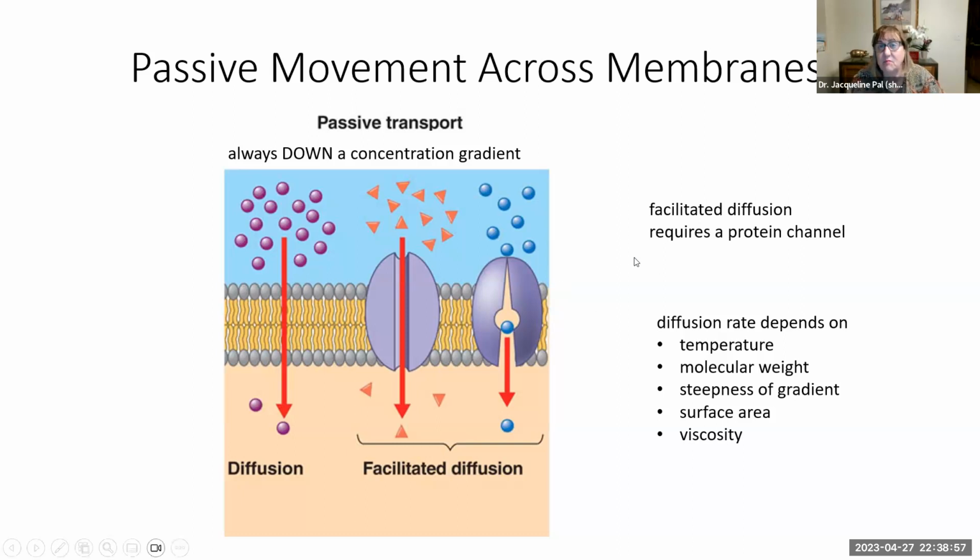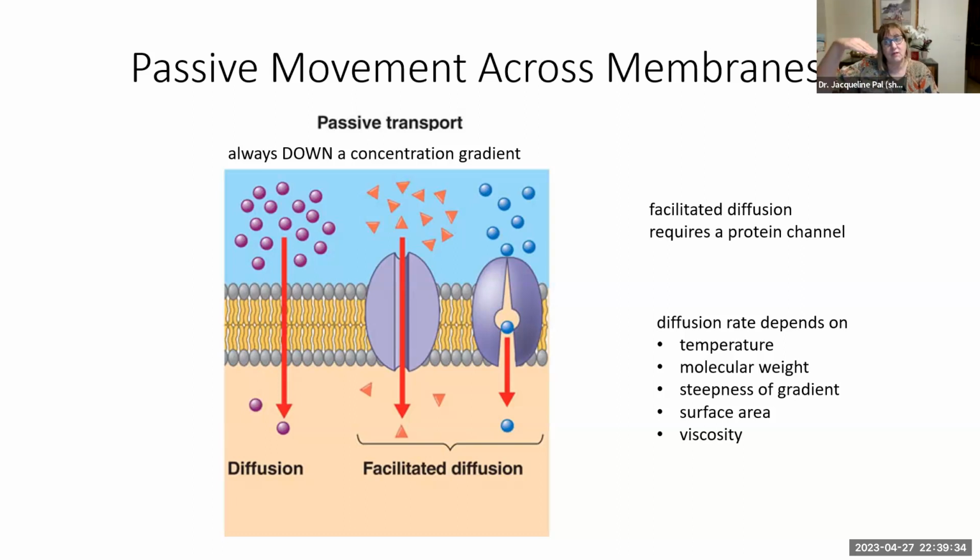When talking about passive movement across the cell, that's passive transport. And we use the word diffusion when things are just moving down their concentration gradient. If it's the type of molecule that requires a protein channel, then we call it facilitated diffusion. And this simple diffusion, the rate of the diffusion is going to depend on a bunch of different factors. And these include the temperature at which the reaction's occurring, the molecular weight of the substance that's trying to diffuse, how steep is the gradient.